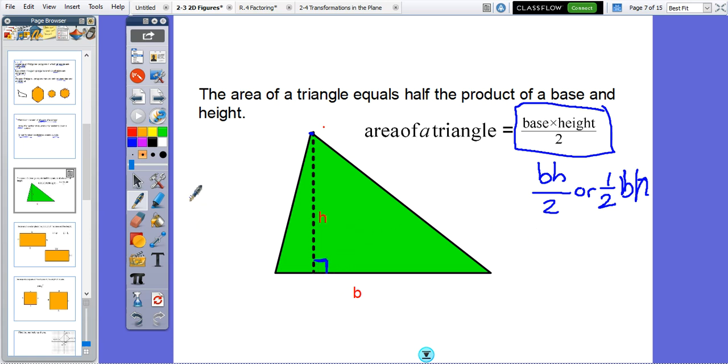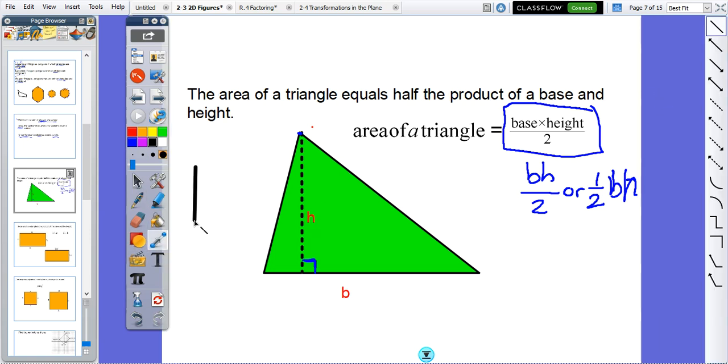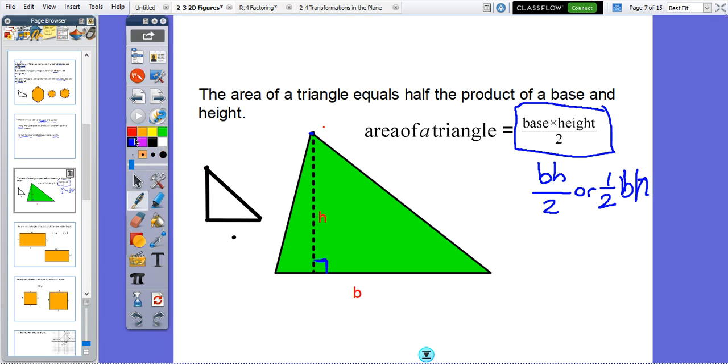Now, sometimes you get nice little right triangles. Let me draw you one real quick. It goes straight up and down that way, and then across this way really nicely, and then diagonal. You have a right triangle, so it makes a right angle right here. So this can be considered your height, and this can be considered your base. Unlike this one, where the height is on the inside.